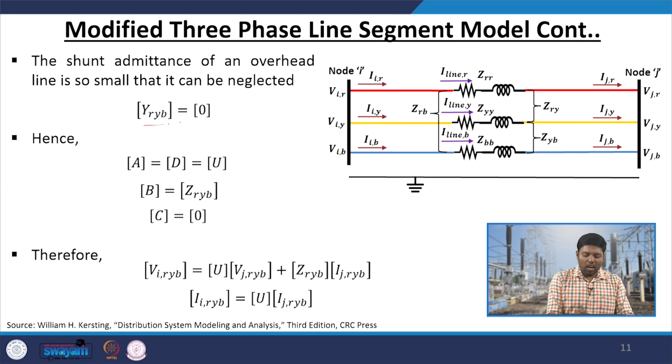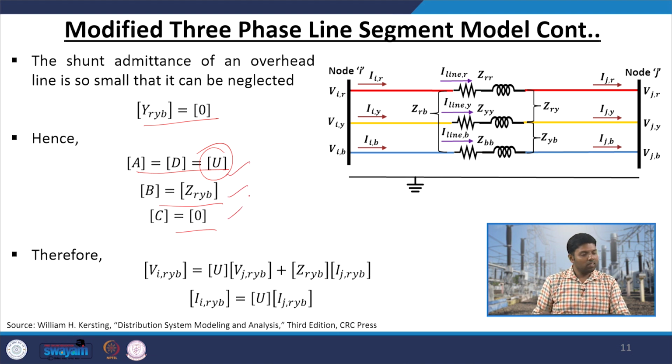So, this Y RYB is close to 0 generally, that means your capacitive reactance is very high, and so the capacitive admittance is close to 0. Then your A and D will reduce to only the identity matrix, your B will become the Z matrix and your C will become 0. So, can you see this resemblance? This is actually a short line.